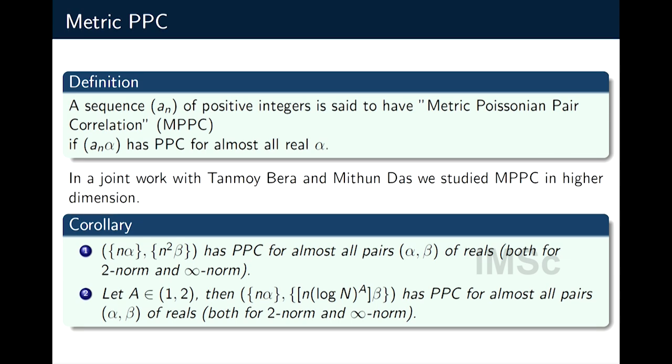The subtler thing is that when you are in higher dimension, you have various choices of distances, so various choices of norms. We could prove this in both the 2 norm and the infinity norm. Of course, there are infinitely many norms, and they require a different kind of treatment. And there is another example, it's a little more complicated. The first example is more interesting because n alpha, the first component sequence, does not have PPC. But when you club it with a sequence which has PPC, it is having PPC. That's the kind of example we could construct.